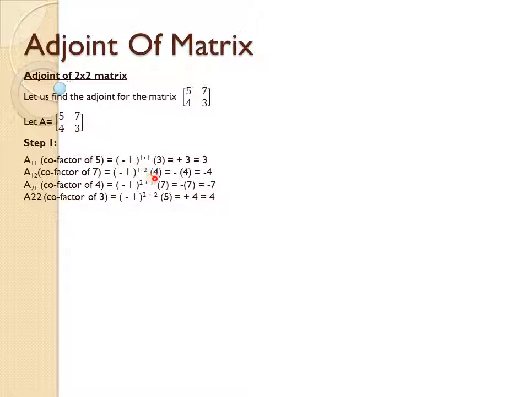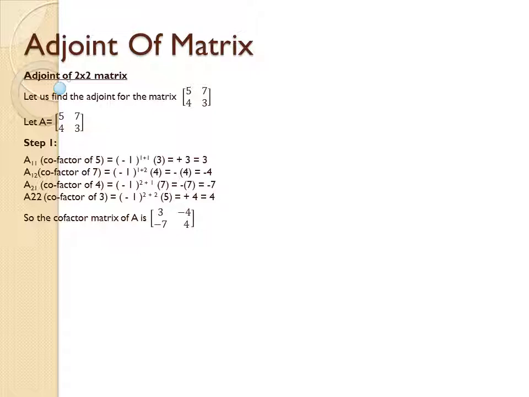So I am just writing 4 over here, and the sign becomes -1 whole to the power i plus j. So i means 1 and j means 2, because 7 means first row, second column, right? So 1 plus 2, that is -1 whole to the power 3, that becomes another minus, so minus of 4. So in this way I am finding all the cofactors: cofactor of 5, cofactor of 7, cofactor of 4 and cofactor of 3. Now it becomes 3, -4, -7 and 4. Okay. Now the cofactor matrix of A is 3, -4, -7 and 4.